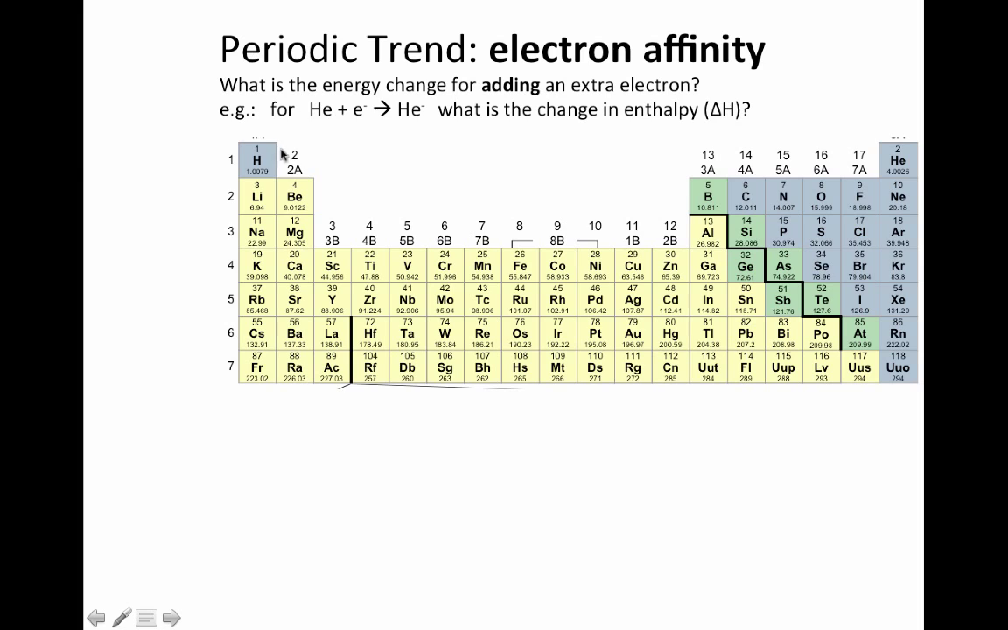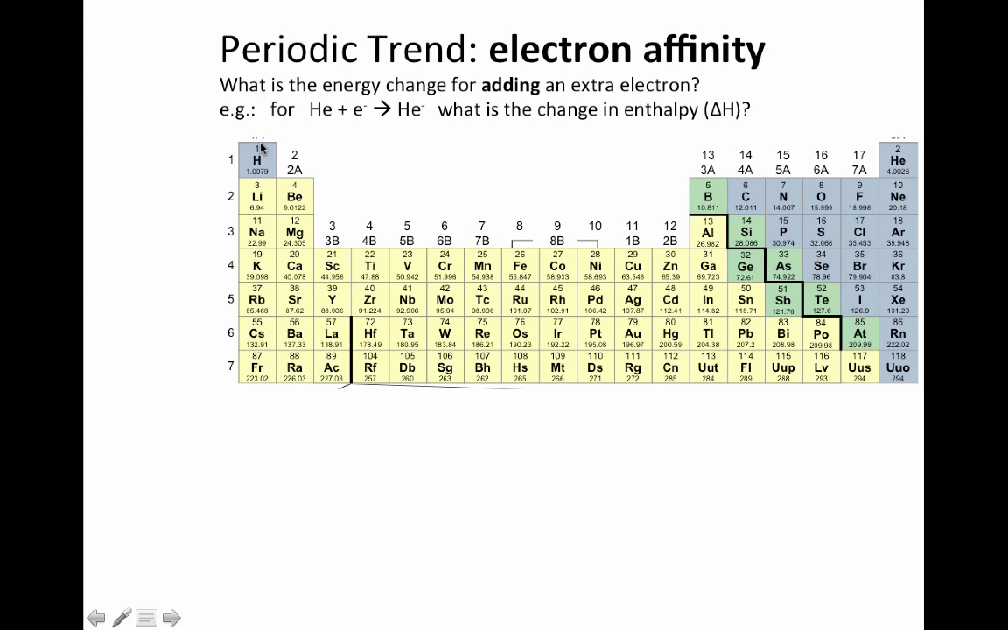So let's think about what we'd expect as we go down a column again. As we go down a column, would the atoms want the electron more and more, or would they want the electron less and less? Think about that a minute. Maybe pause the video. Do the atoms want the electron more and more, or less and less?